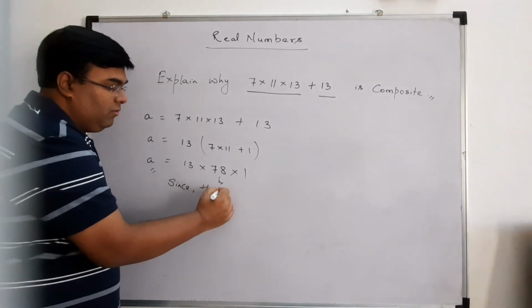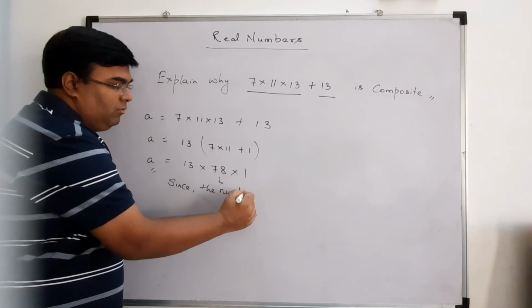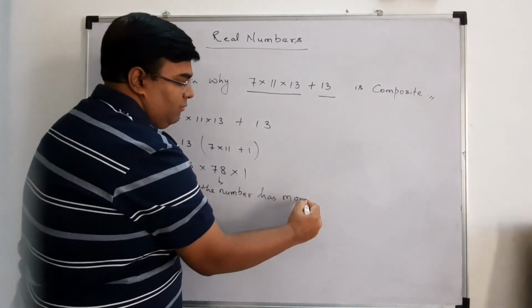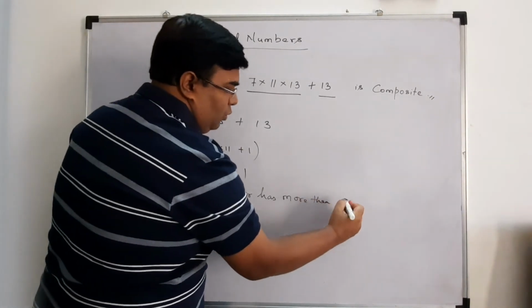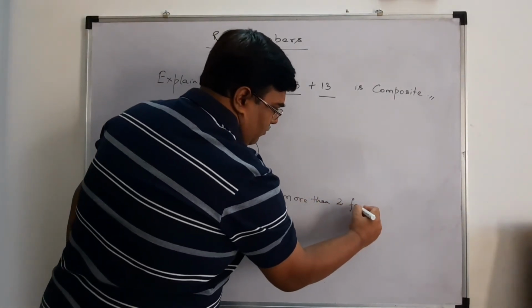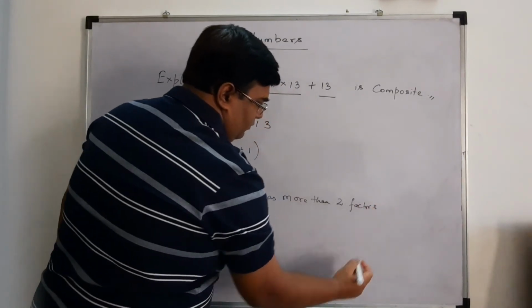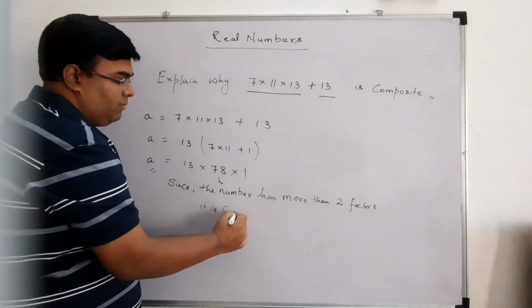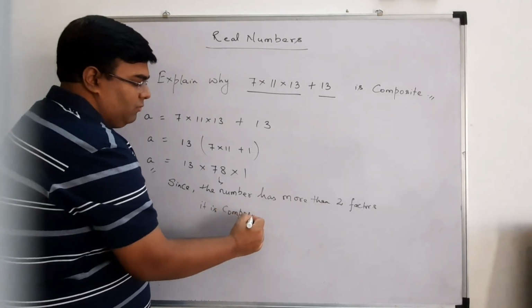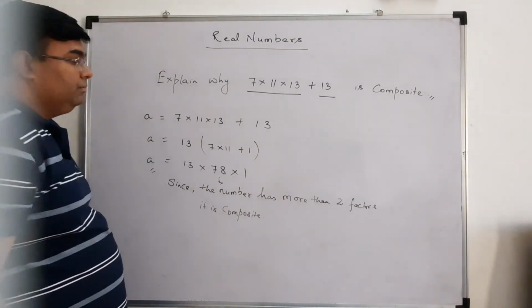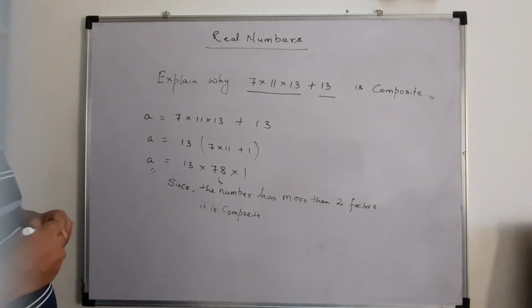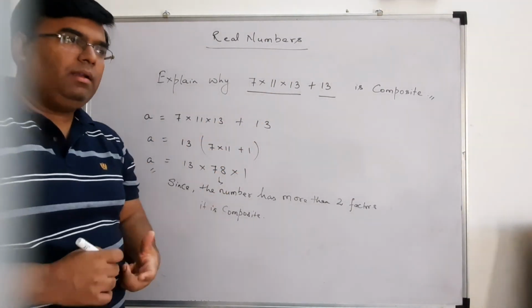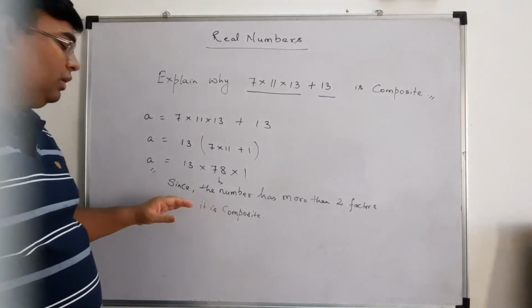So we will stop here and we can say that since the number has more than 2 factors, it is composite. Right? So any number you get, you write in the form of factors, show that it is more than 2 factors, and hence you can prove it is composite.